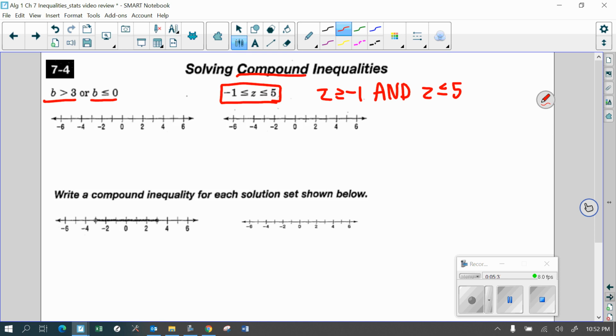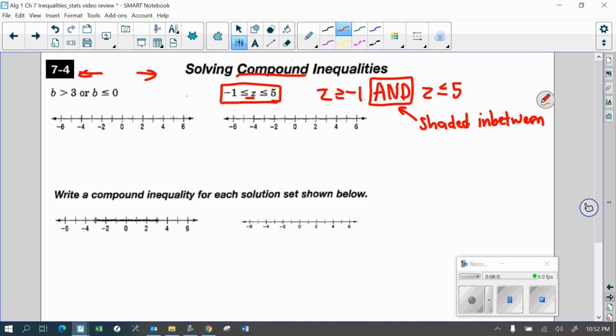So when it's in between like this, the word is always and, and it means it's going to be shaded in between the endpoints, not to the outside. Almost all the time in ors, they're shaded out to the sides, going to the outside when you see the word or. So that's going to be a major difference that you need to get down between and or.